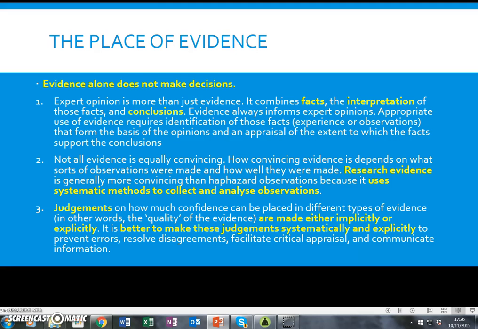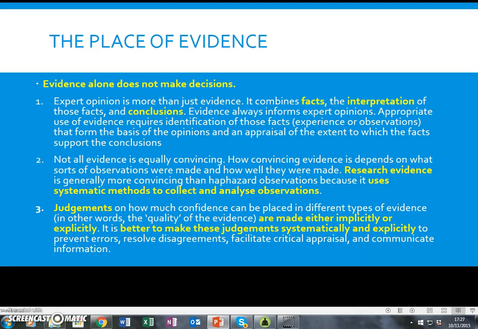We have to acknowledge too that not all evidence is equally convincing, that how convincing evidence is will depend on how the observations were made and the types of observations that we are including in our evidence. And research evidence is generally more convincing than haphazard observations because of its use of systematic methods to collect and analyse observations. We also have to look at the judgments that are made.